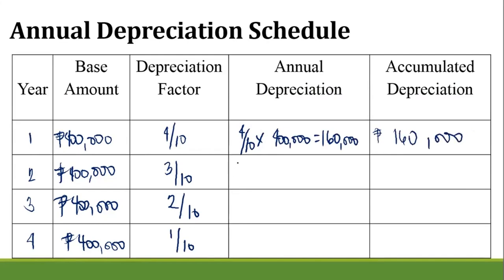Another one is on the second year. We have to multiply the base amount by our depreciation factor. So this is equal to 120,000. Alright? Then we add the first year of our accumulated depreciation. So this is equal to 280,000 pesos. Right?